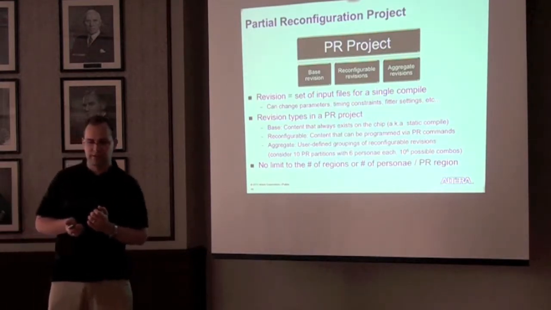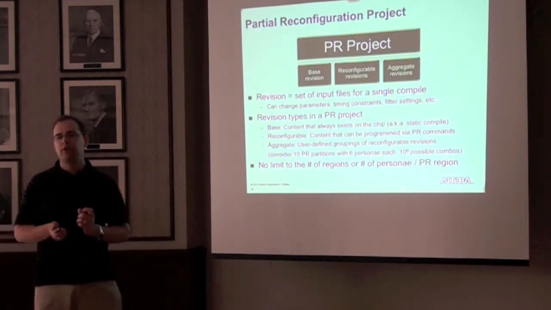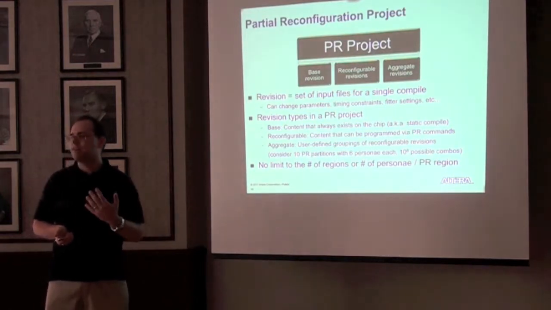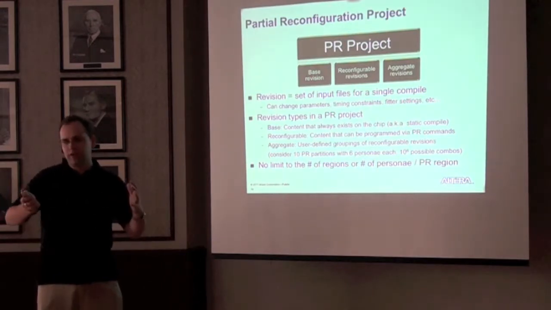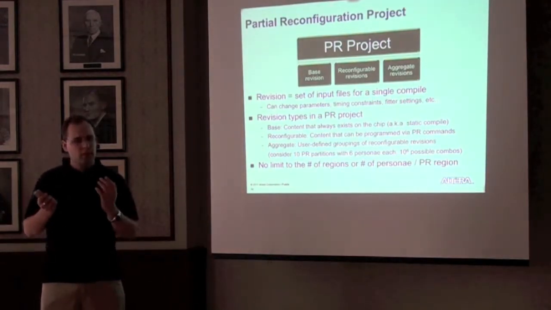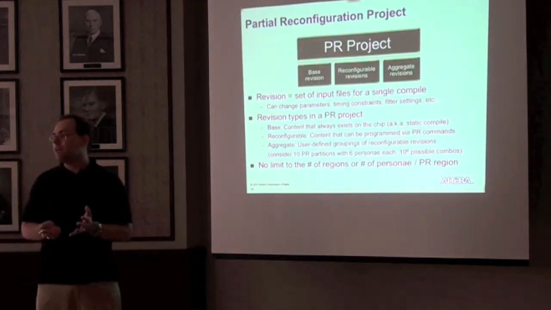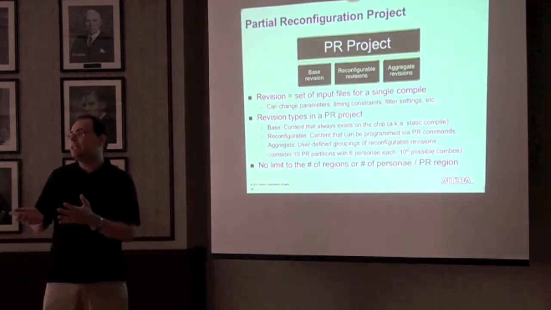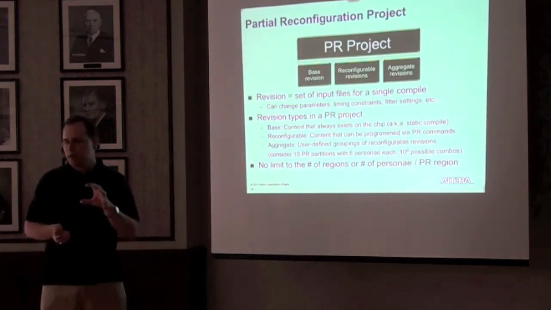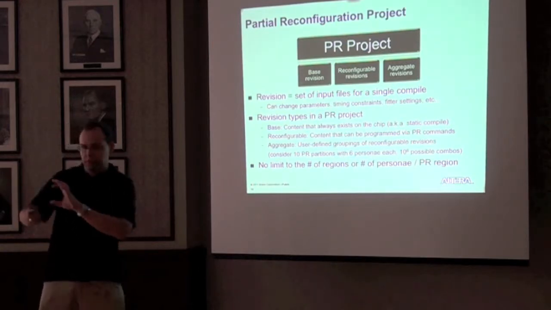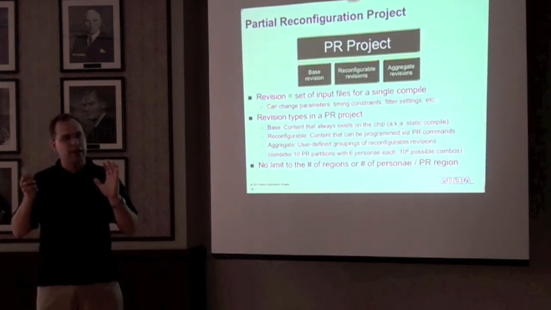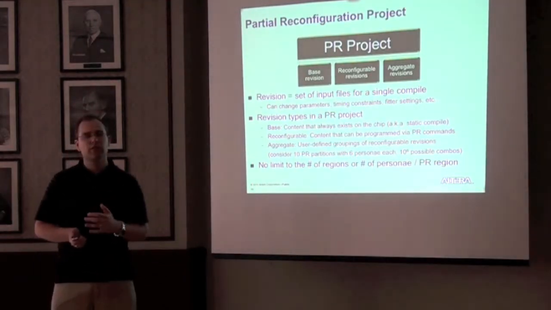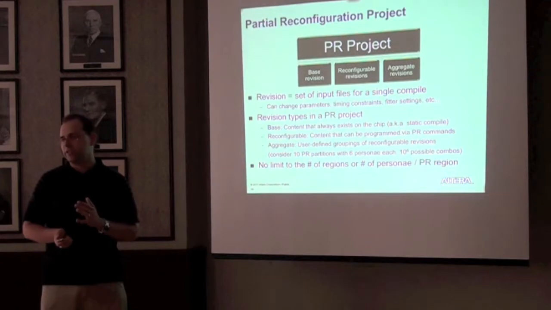So why would we need aggregates? Consider if I have a design with 10 PR partitions, and each partition has 6 different personas. I really have a million possible combinations of what the device may look like at any given time. Quartus is obviously not compiling a million combinations. However, we provide the ability for you to select any of those million, by defining, say, hey, I want this one, this one, this one, this one, this one, and we'll group them together for you and run that compilation. So there's no limit to the number of regions or number of personas per PR region.